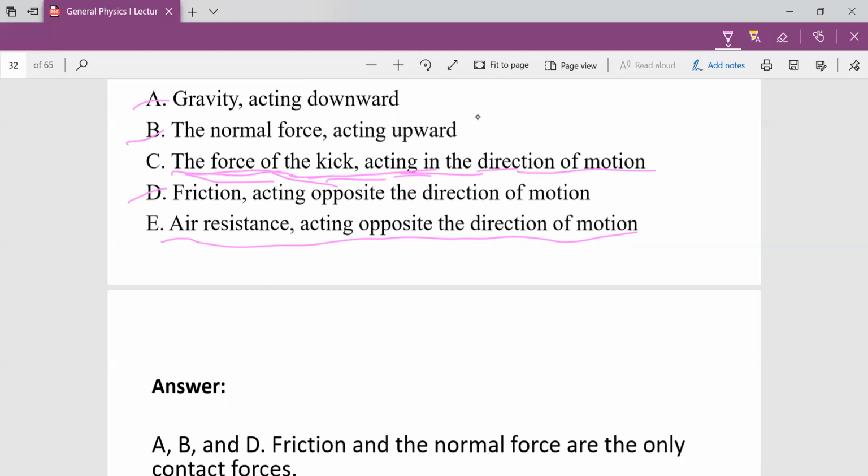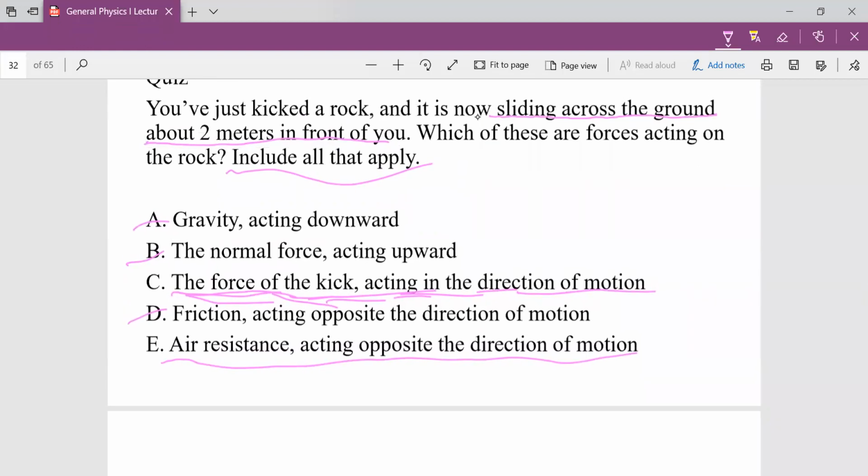It's not one of the options. Yes, you kick the rock. So these are the kind of common errors that are possible when describing, because you think that, okay, I applied the force, and so I should include the force of kick.